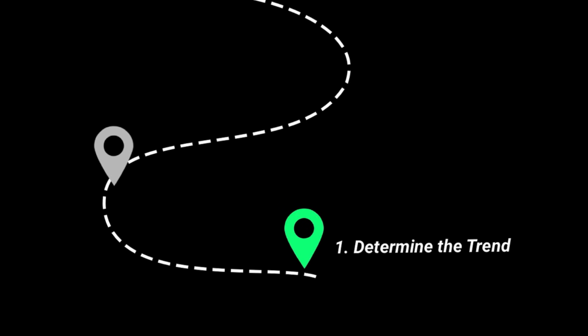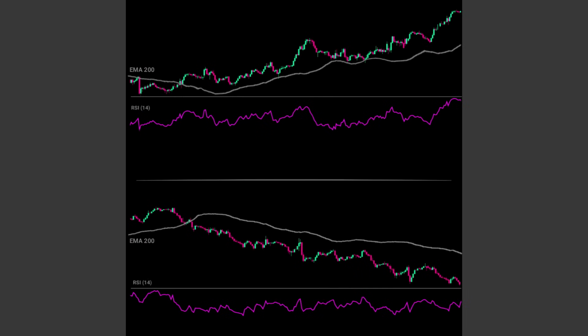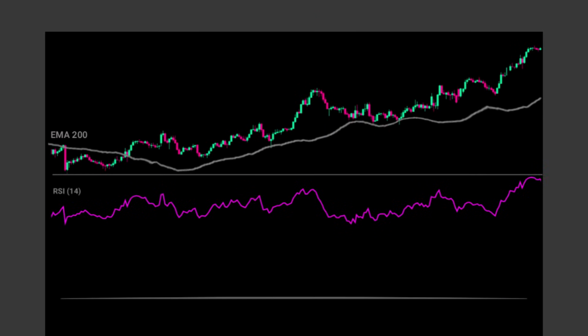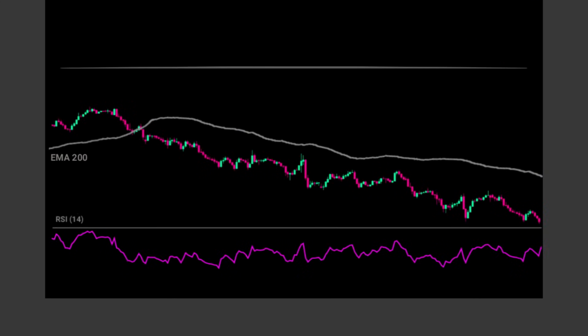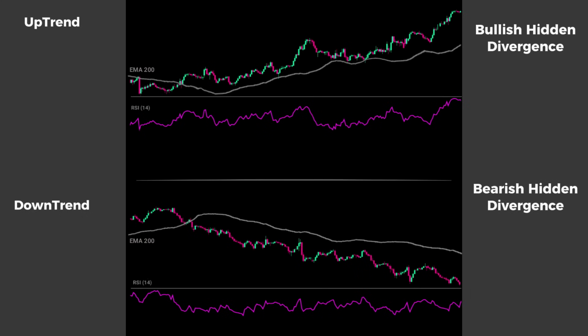Steps to enter a trade. Determine the trend. First, identify if the market is in an uptrend or a downtrend. To do this, use the 200 EMA. If the price is above the 200 EMA, it's uptrend. And if the price is below the 200 EMA, it's downtrend. Next, decide which hidden divergence to look for. Bullish hidden divergence appears in pullbacks during an uptrend. Bearish hidden divergence appears in pullbacks during a downtrend.